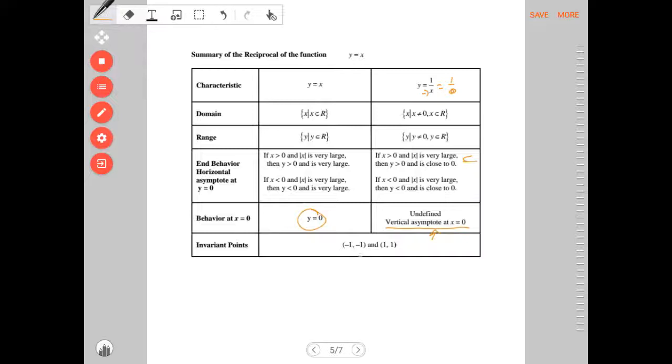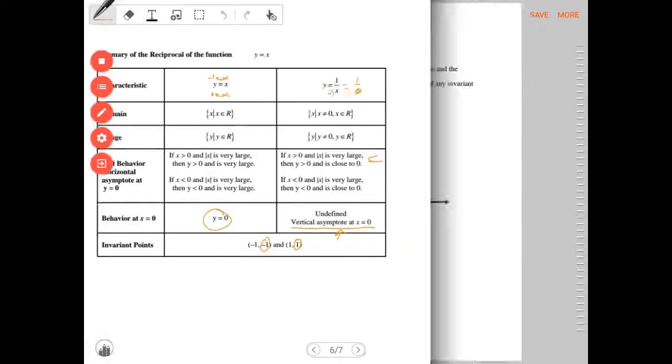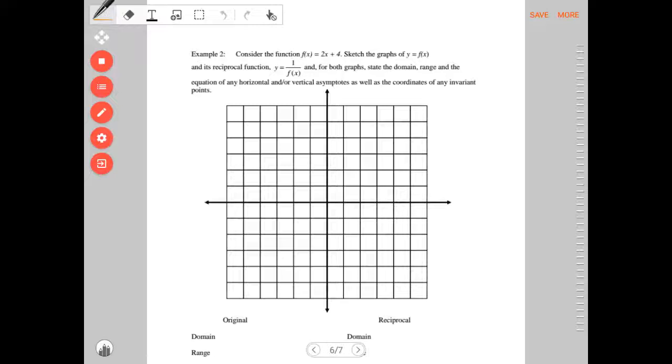And then the invariant points always happen when the y values are either 1 or negative 1. So if y is negative 1, then negative 1 has to equal x, so x equals negative 1. If y is positive 1, that equals x, so x is positive 1. Interesting.